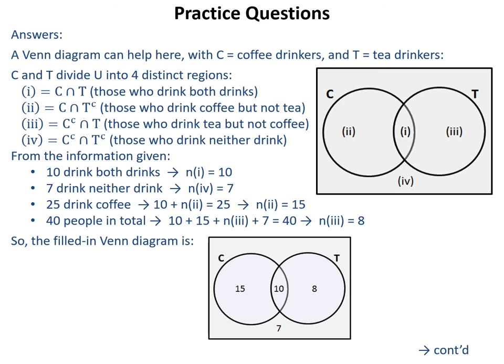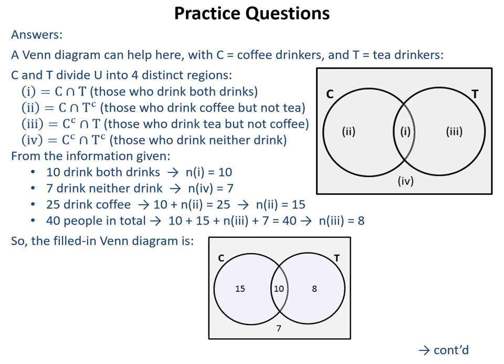One is that 10 drink both drinks, and that's actually just region 1. So we can fill in region 1 with a 10, and we're using another diagram that's drawn on the bottom of the slide here. And so we put 10 into that region.